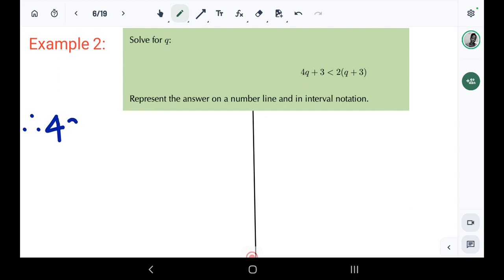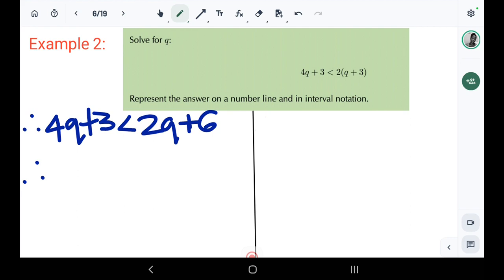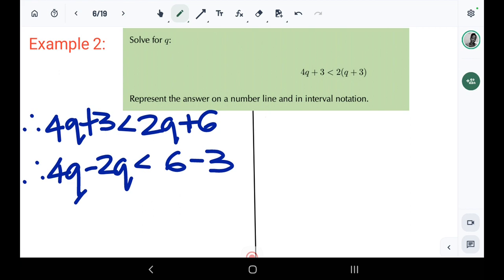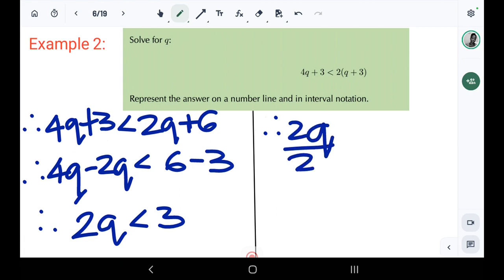Now, what you do is 4Q plus 3 is less than, now you expand, that becomes 2Q plus 6. Step number 2, you take all the Q's to the left hand side, never forgetting to change the sign, and all the numbers to the right hand side. Also keep the signs with the rules. 4Q minus 2Q, that is 2Q, is less than 6 minus 3, that is 3. Now therefore, divide this all throughout by 2 to get Q on its own, 3 over 2.